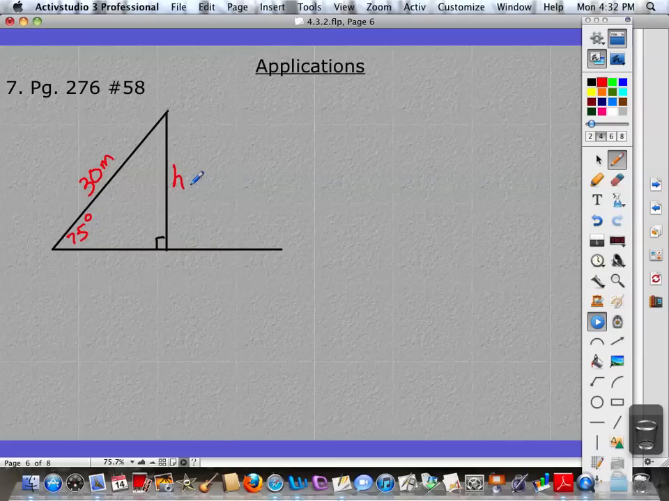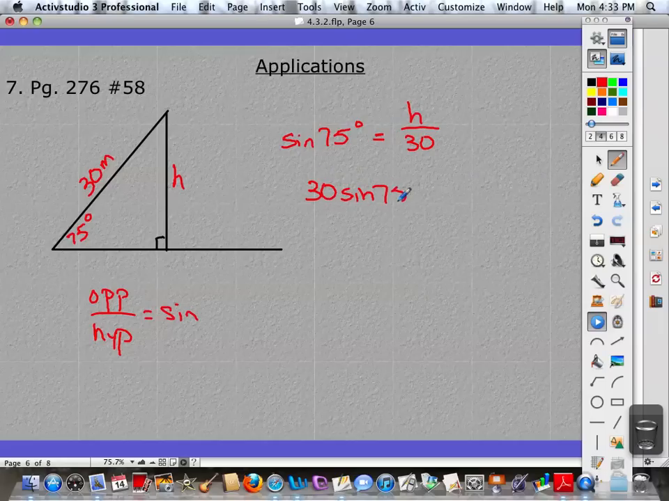And this turns into a very simple right triangle trig problem. From the 75-degree angle, I'm looking for the opposite leg, and I know the hypotenuse. Well, if we remember from yesterday, opposite over hypotenuse is the sine. So we will take the sine of 75 degrees, and that would be the ratio of the opposite leg over the hypotenuse. So how do we solve for h? We've got to get h by itself, so we're going to multiply both sides by 30. So I have 30 times the sine of 75 degrees equals h.